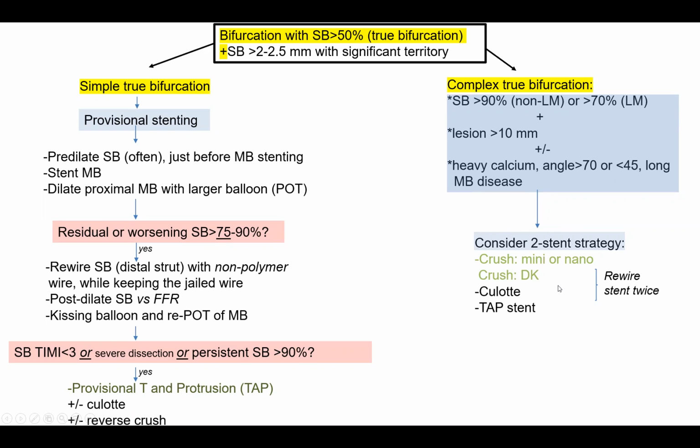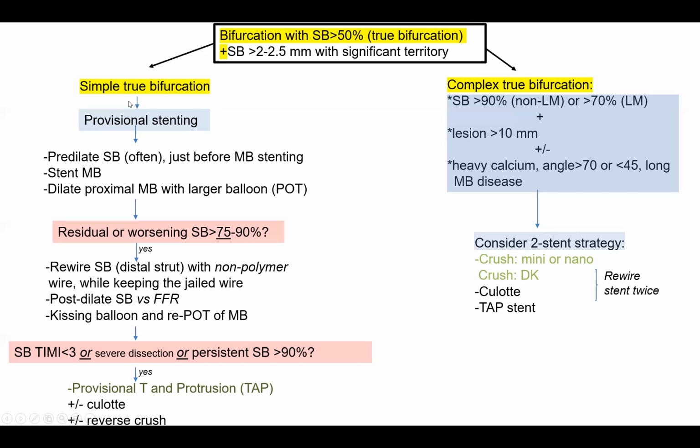And one of the big features I use that is not much talked about in meetings and books, one of the big features I use to decide a two-stent strategy in those cases is how easy it is to wire the side branch and how easy will it be for me to rewire it through a stent twice. If I think it will be really hard to rewire it, then I kind of shy away from a two-stent strategy, even in those groups. So that's my approach. I will focus now on the simple true bifurcation.